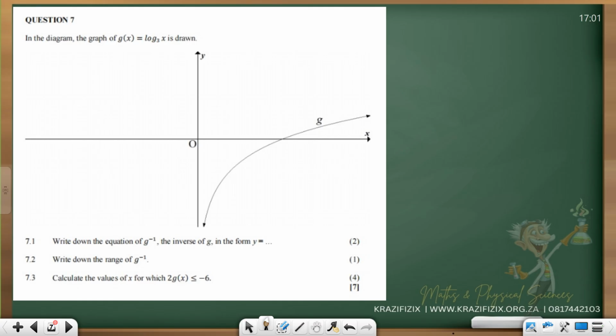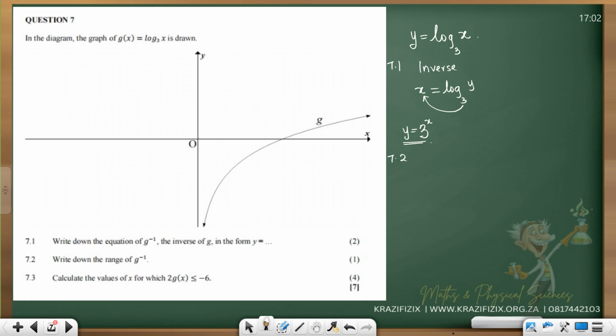Oh, look at this one. Given the graph of g of x, beautiful, y equals log base 3 of x. Write down the equation of the inverse. Okay. 7.1. Inverse. What do we say? X, we change that, right? Remember the rule? But what then do we do? Get rid of this log by bringing the 3 here. It's a base. It will remain as a base. And we are done.